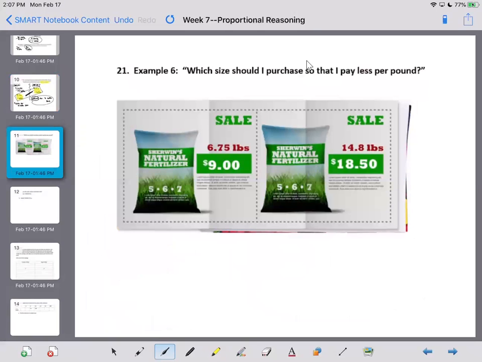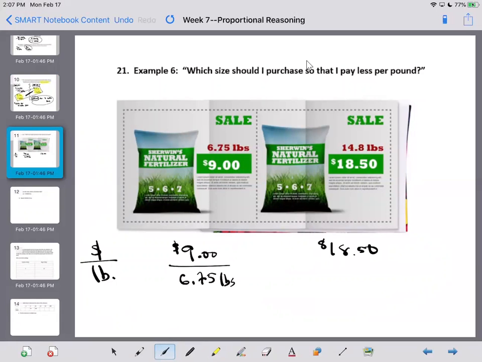The next one: which size should I purchase so that I pay less per pound? So I am paying per pound. That's the idea there. So there's $9 for 6 3/4 pounds. And then here I've got $18.50 for 14 8/10 pounds. Well, $9 divided by 6 3/4 pounds is about $1.33 per 1 pound.